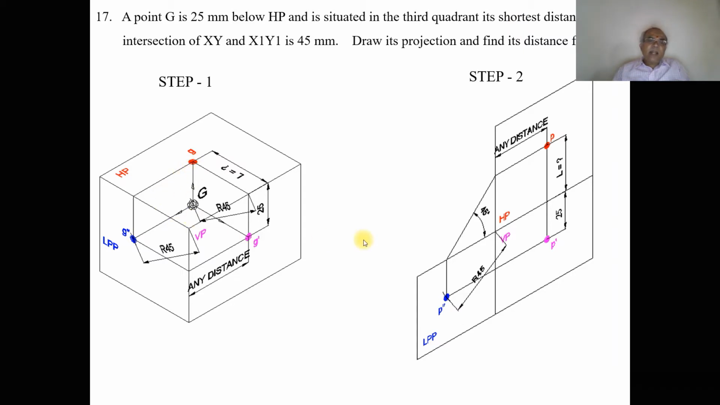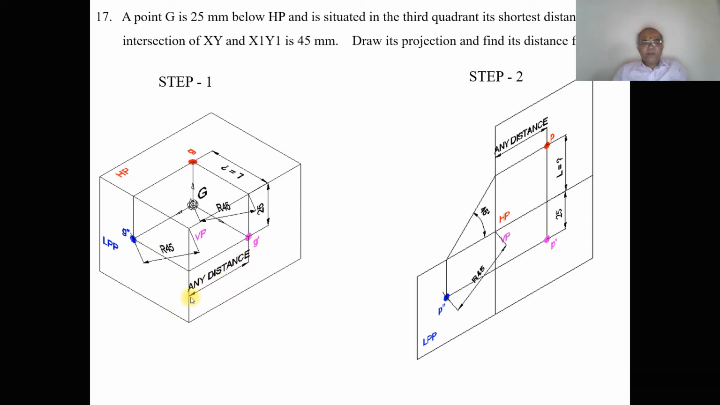So it is below HP and behind VP, but we don't know the distance behind VP, so we need to find that out. But he says that the shortest distance from the intersection of xy and x1y1 is 45 mm. Which direction should I look? Since it is the third quadrant, it is behind VP, so obviously behind LPP. Behind LPP will come only when you look from the left side view. So when you look from this left side view, the point is behind LPP, and the distance behind LPP is seen in both VP as well as in HP. But he has not given that distance.